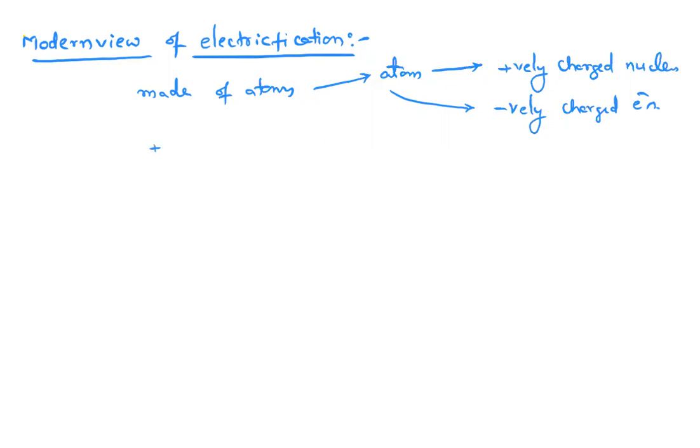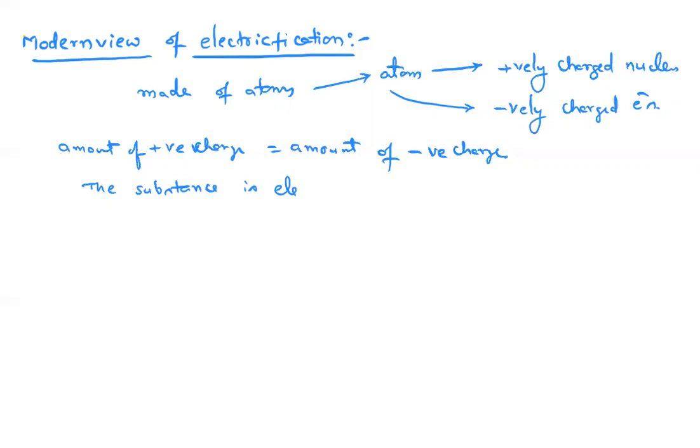Generally, the amount of positive charge is equal to the amount of negative charge. Whenever the amount of positive charge is numerically equal to the amount of negative charge, then we can say that the substance is electrically neutral.